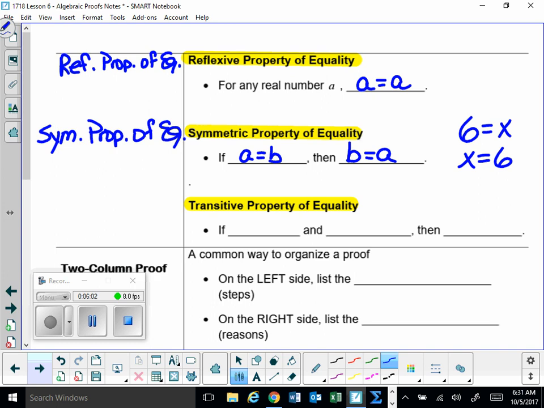Transitive. Transitive property should remind you of what from the laws of deductive reasoning?